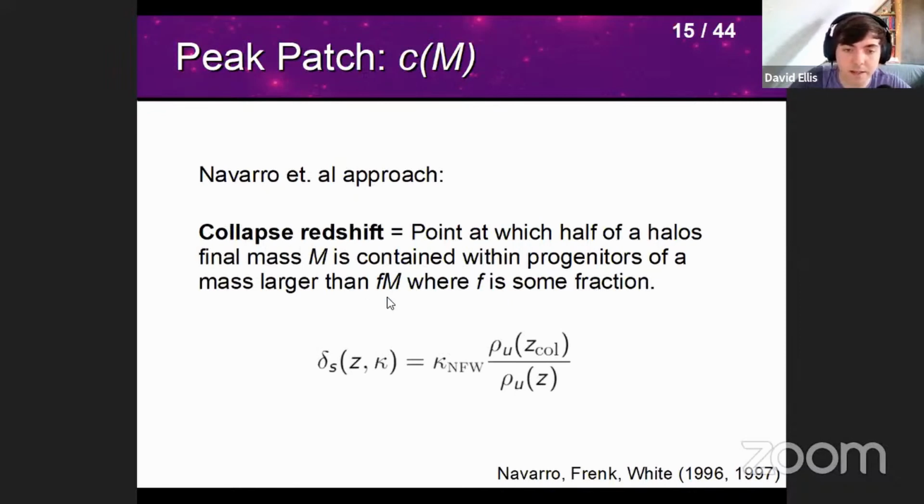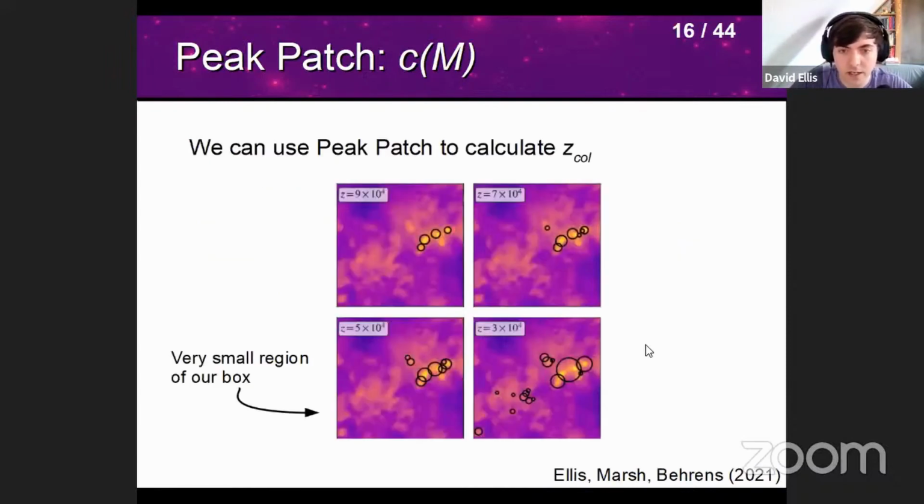They then said that the scale overdensity of an NFW profile is proportional to the density of the universe at this collapse redshift, up to some constant of proportionality. One of the advantages of Peak Patch is that the data size for each snapshot is much smaller than N-body, and we can run it much more easily with a lot less computing time, so we can get many snapshots for a single run. This makes it much easier for us to calculate the redshift of collapse.